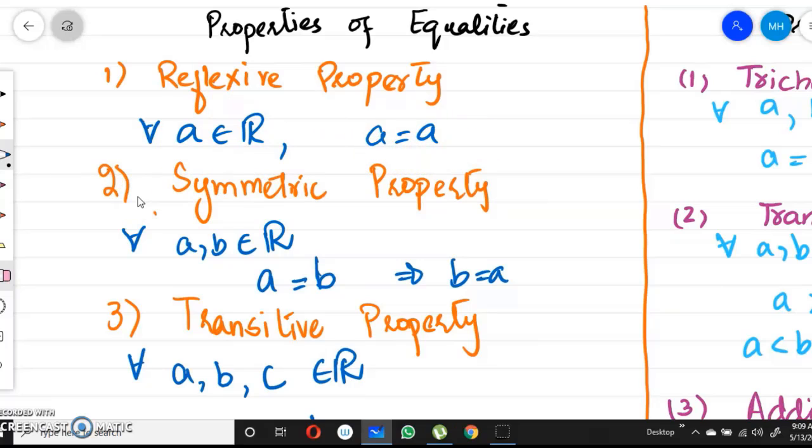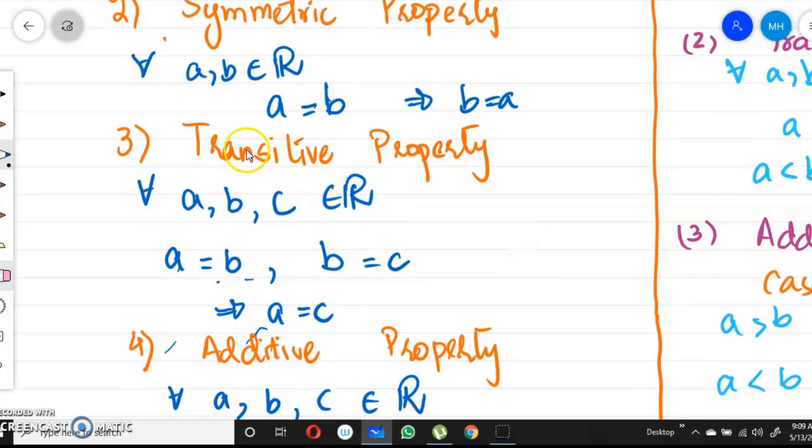The second property is the symmetric property. The symmetric property and the reflexive property have a connection, but the reflexive property is for a single element and the symmetric property is for two elements. We have to take any two elements from the real number and show that both of these numbers are the same.